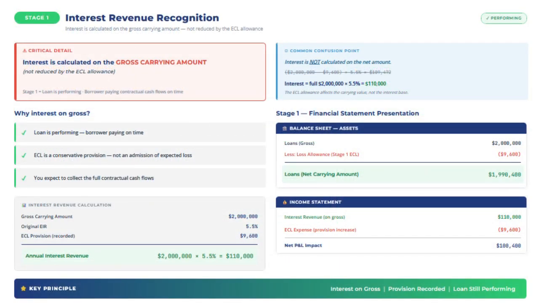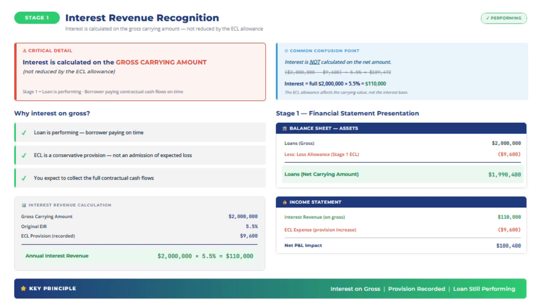Now this is a critical detail that trips up many people. In stage 1, the interest is calculated on the gross carrying amount and is not reduced by the ECL allowance. Interest is calculated on gross, as we discussed, and your 2 million loan accrues interest on the full 2 million, even though you have provisioned 9,600 for expected losses. The ECL allowance doesn't reduce your interest calculation.